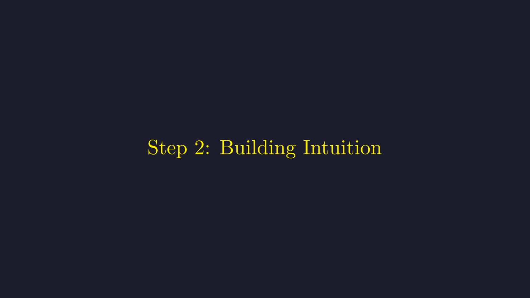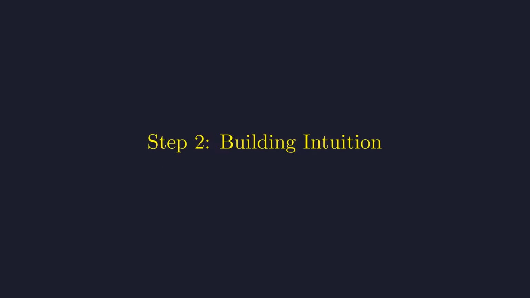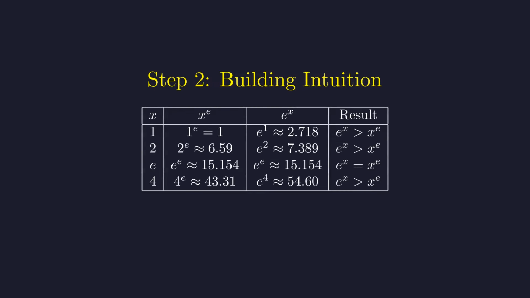Before we dive into the algebra, let me build some intuition by testing a few specific values. Sometimes the best way to understand a problem is to just try some numbers and see what happens. Look at what's happening here. When x equals 1, e to the x is bigger. Same thing when x equals 2. But right at x equals e, they're perfectly equal. Then when x equals 4, e to the x is bigger again. This suggests that x equals e might be the only solution, and it happens right at the sweet spot where these functions cross.